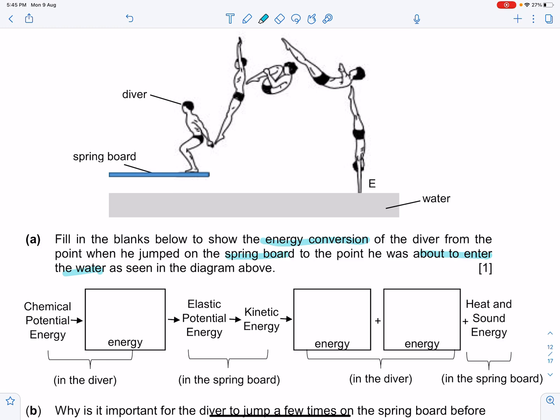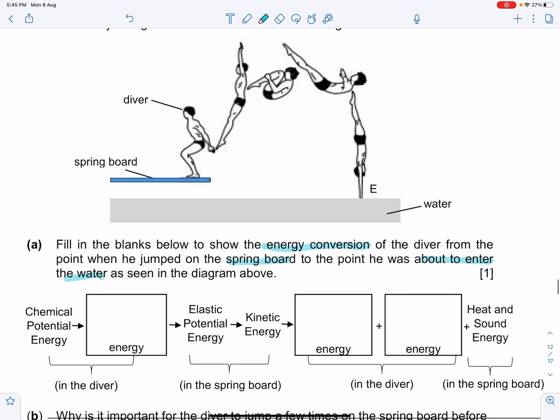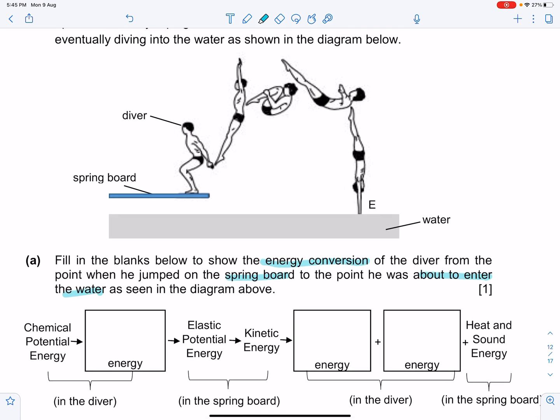Now, here's the thing. When you talk about energy conversion, we must always remember a few things. Energy cannot be created or destroyed. It can only be converted from one form to another. So, because it can only be converted from one form to the other, the sequence in which it is being converted needs to be clearly spelled out in your explanation.